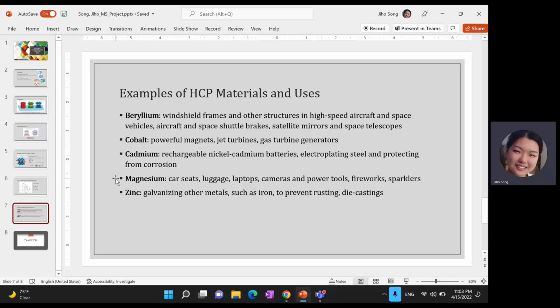Next, magnesium is used in products that benefit from being lightweight, such as car seats, luggage, laptops, cameras, and power tools. As magnesium ignites easily in air and burns with a bright light, it is used in flares, fireworks, and sparklers. Lastly, most zinc is used to galvanize other metals such as iron to prevent rusting. Large quantities of zinc are used to produce die castings, which are important in the automobile, electrical, and hardware industries.